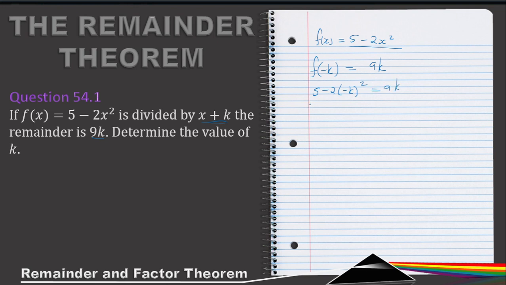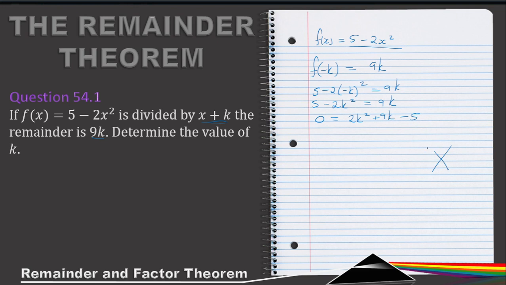And simplify. So this is 5 minus, this becomes positive k squared, so minus 2k squared equals 9k. And this looks like a trinomial. We just need to put it in its standard form. I want the first term to be positive, which means I'm going to take everybody to that side. So 0 equals 2k squared plus 9k minus 5. Right, and then we just factorize.